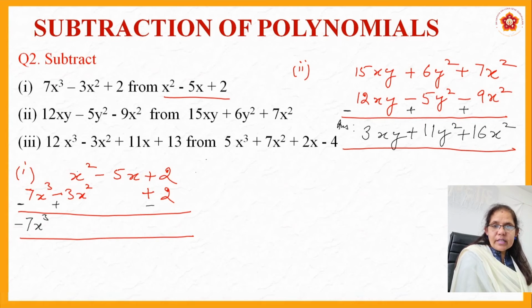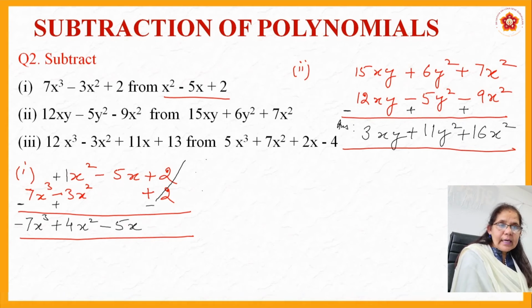It is x square written here. X square actually means plus 1x square. So what is plus 1 plus 3? Is plus 4x square. Only one term is here. We will copy it as it is. And 2 minus 2 is 0. So there is no need to write it. These two get cancelled. So your answer is minus 7x cube plus 4x square minus 5x.